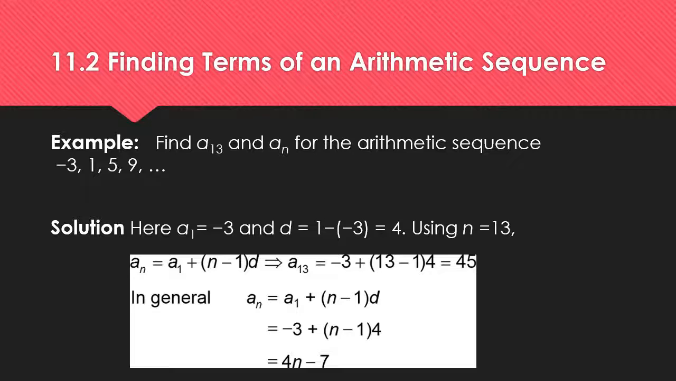All right, so we know a sub 1 is -3 and d is 4. For the 13th term, a sub 13 is -3 plus 13 minus 1 times 4, which is 45. For the nth term, we don't have a number to put in there. Except for the first term and the common difference, we put those in, and then combine like terms and distribute to get an expression. So a sub n is 4n minus 7.